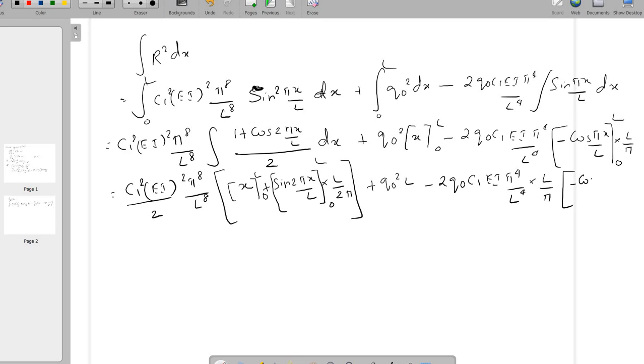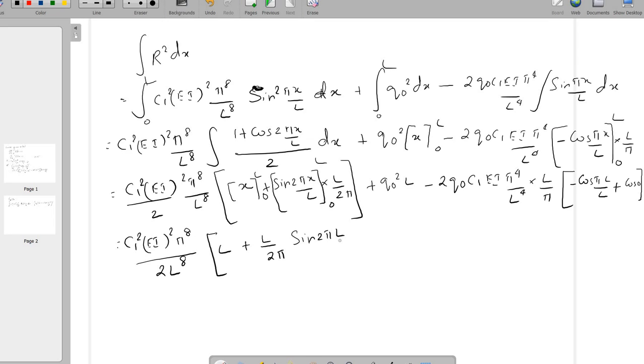If you substitute, minus cos pi by L, minus of minus plus cos 0. So the outer limits are substituted: C1 square (EI) the whole square pi power 8 by 2L power 8. The first limit is L, the second limit is L by 2 pi, sin 2 pi L by L minus sin 0.